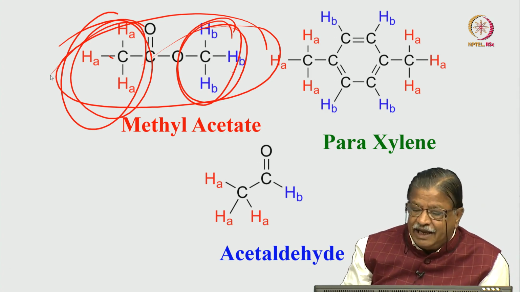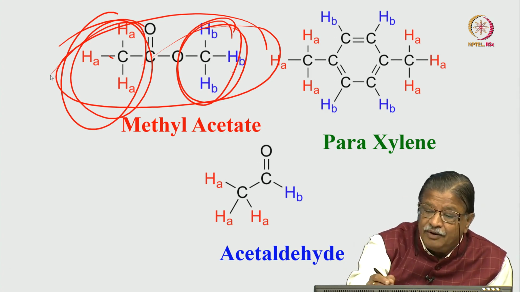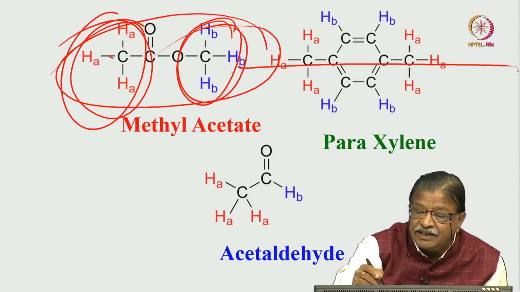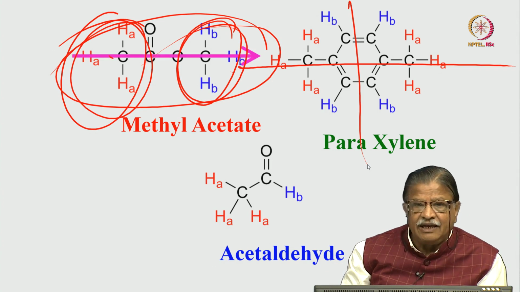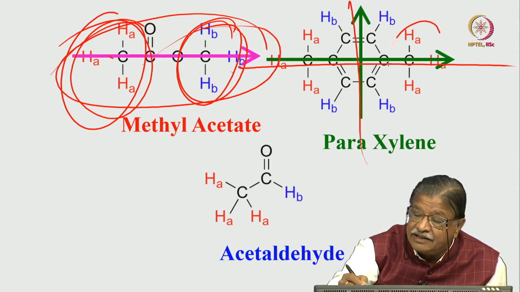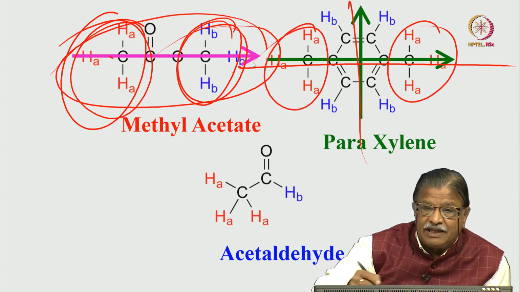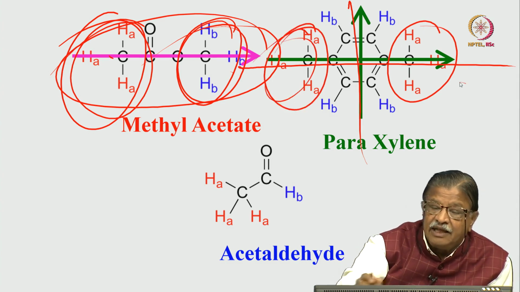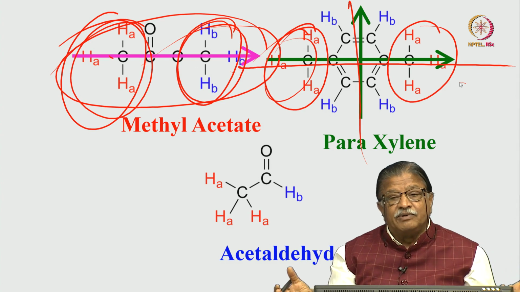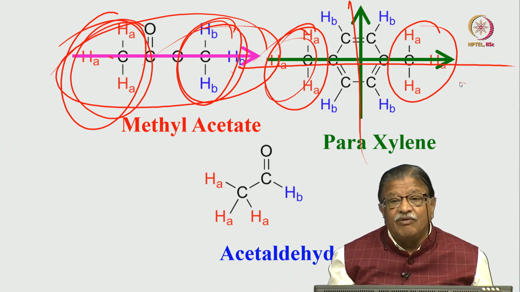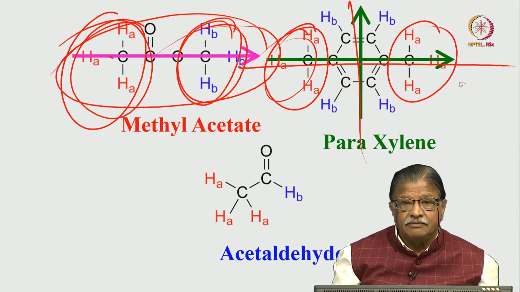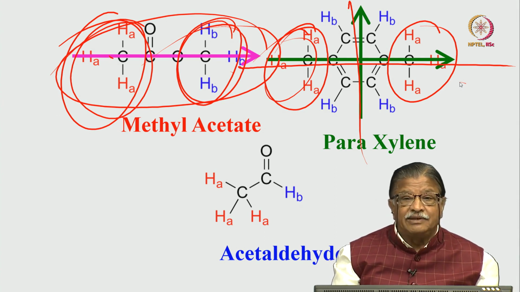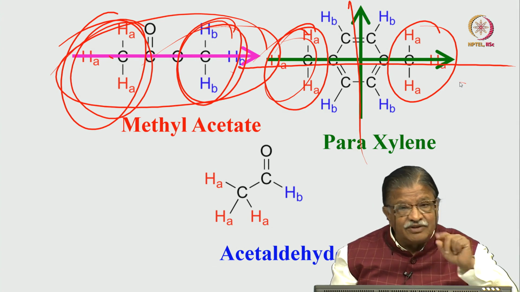Go to paraxylene. Now there you can write a symmetry axis for this like this and this. Because of that, and this has symmetry axis 2 like this, these 3 protons of methyl and these 3 protons of methyl both are the same. The 2 methyl groups are identical, chemically equivalent, and give us a single peak. There are 2 methyl groups in paraxylene, but it gives us a single peak.